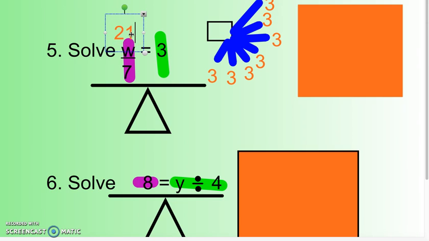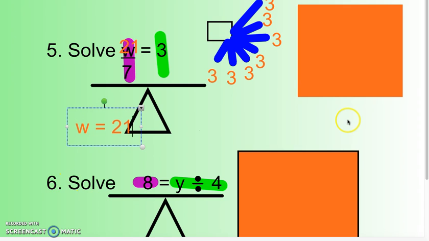And yes, the answer is 21. So 21, because 3 plus 3 plus 3 plus 3 plus 3 plus 3 plus 3, that is 21. So 21 divided by 7 is 3. And so the left is now balanced with the right. So we write it as W equals 21.